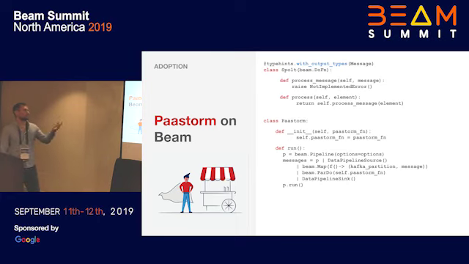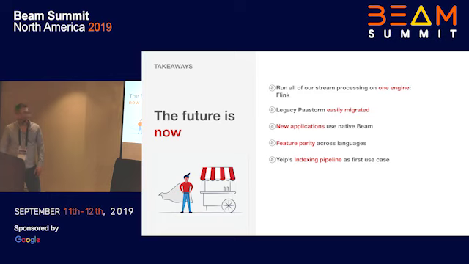And then the runner that you were seeing in the previous slide, the Paastorm runner, is actually a Beam pipeline that looks like this. We do a key by the Kafka partition to maintain the same semantics, and then it just applies a ParDo and gets the output into the pipeline sink. What that gives us is the ability to run all of our stream processing on one engine, Flink. We actually prototyped migrating Paastorm applications to Beam.